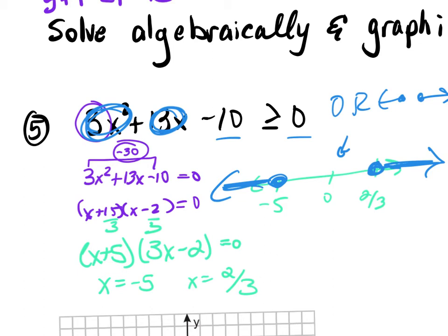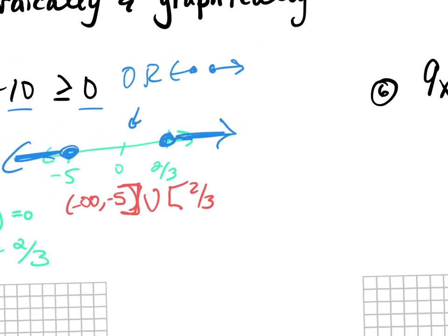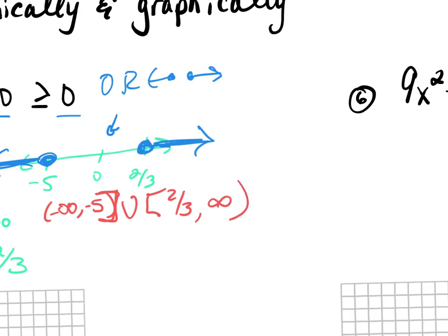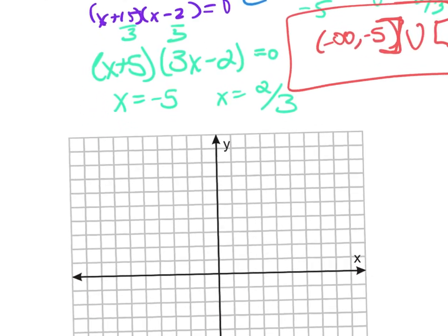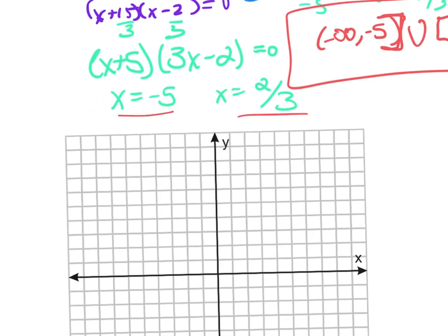We're almost done. All right, so I have negative infinity to negative 5, bracket, union, bracket, 2/3 to infinity. That is your algebraic answer. You are going to write that answer where it says algebraic answer in interval notation. Then the second thing you're going to do is graph this. So we've already found where our intercepts were. Our intercepts are here and here at -5 and at positive 2/3.